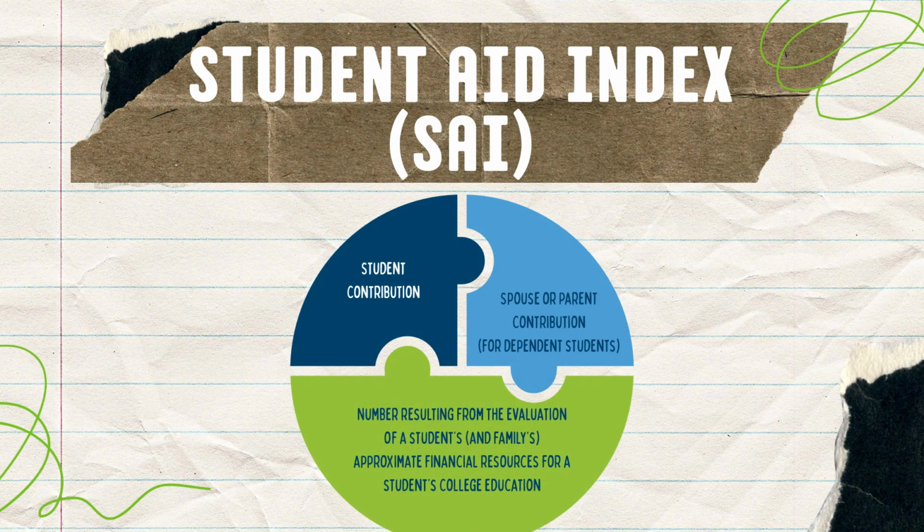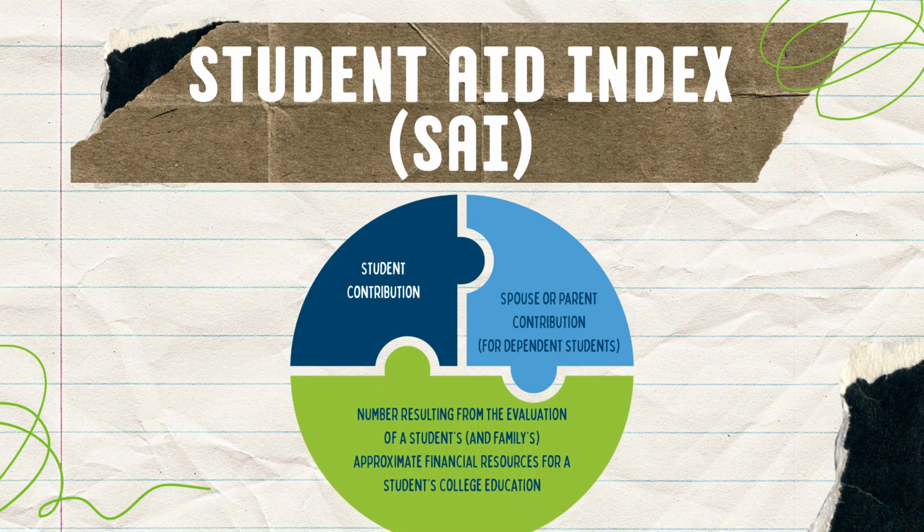Next is the Student Aid Index, SAI. This is the number calculated from completing the FAFSA. It's used to evaluate a student and/or their family's financial resources to go to college. The FAFSA looks at the student contribution in the dark blue puzzle piece, and then in the light blue puzzle piece, the spouse or the parent contribution for dependent students. The number resulting from the evaluation of a student's and family's approximate financial resources for the student's college education is the SAI, which is represented by the green puzzle piece.